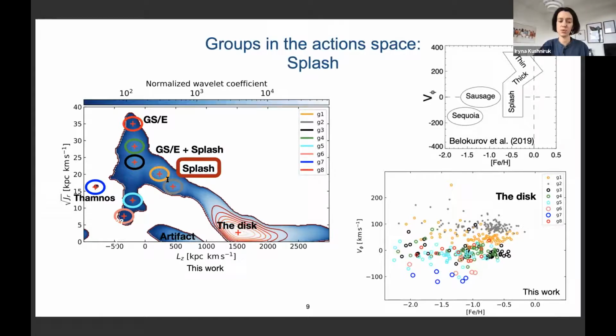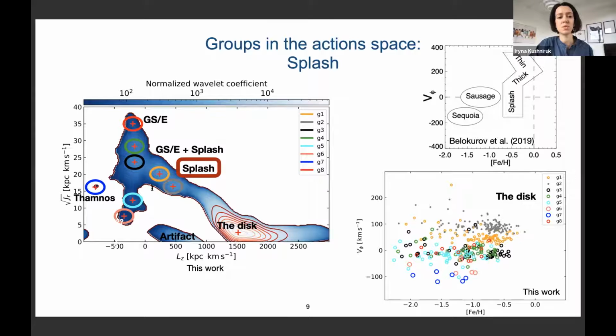we can recognize two substructures. That I think is new, and we need to understand why exactly, what could lead to this double peak nature in the splash. For comparison, I have the V-phi versus metallicity plot from Belokurov, and what happens if we select stars inside these ellipses and make the same distribution. So we can see that the orange, gray and black dots actually follow the same pattern.